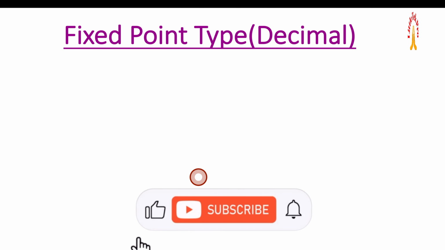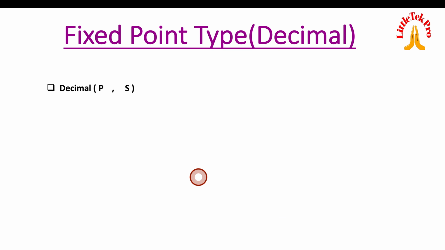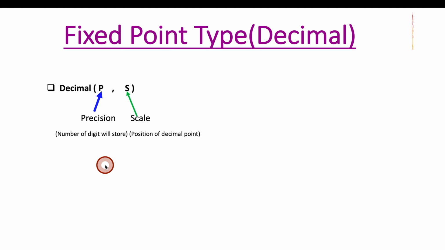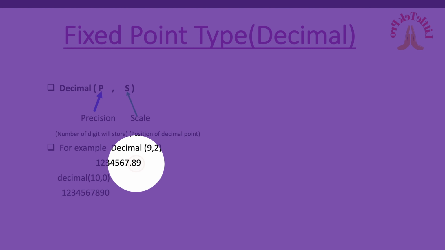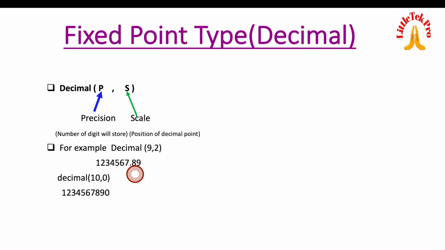Let's move to the fixed point, which is the decimal. So decimal has two values: one is P and the other is S. P is called precision, and S is the scale. P is the number of digits it will store, and S, scale, is the position of the decimal point. So for example, decimal 9,2 is a total of 9 digits, with 2 digits after the decimal point. If it's decimal 10,0, it will store 10 digits in the precision, and the scale is nothing because it is 0. So that's how a decimal has to be defined in a database.